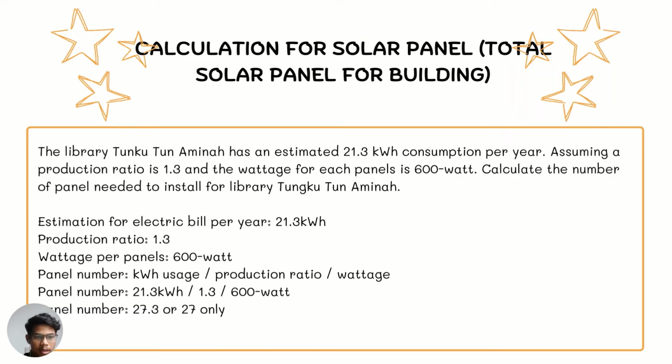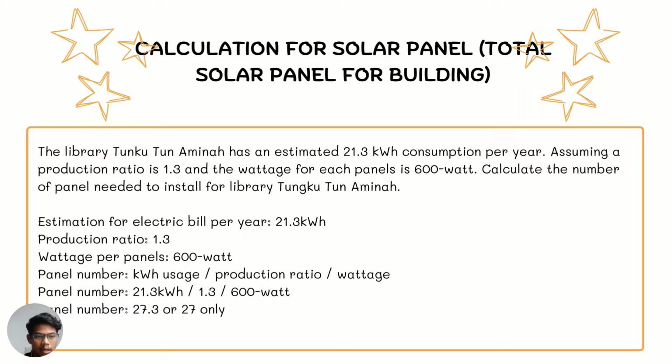So for example, the library Tengku Tun Aminah has an estimated consumption of about 21.3 kilowatts per year. Then, assuming a production ratio of 1.3 and the weightage for each panel is 600 watts, calculate the number of panels needed to install for library Tengku Tun Aminah.